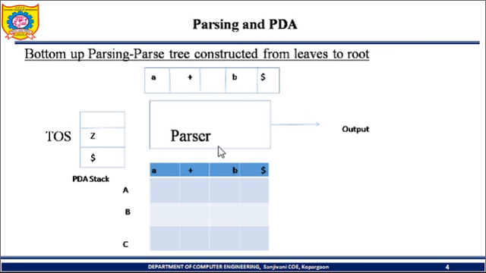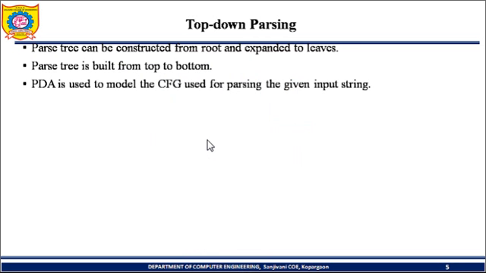Now in bottom up parsing, the parse tree is constructed from leaves to the root. Here is one more definition: from leaf nodes to the root node. Here we are going to construct the parse tree from the bottom. In case of top down parsing, the parse tree is constructed from the root node and expanded up to the leaves, so the parse tree is built from top to bottom. PDA is used to model the CFG used for parsing the given input string.